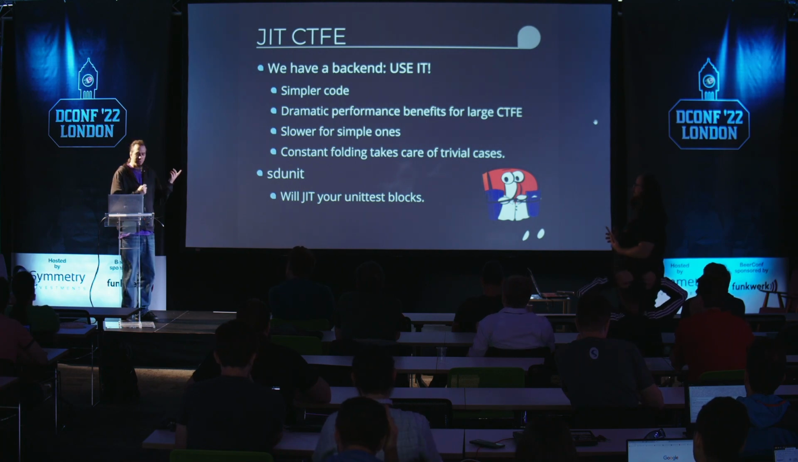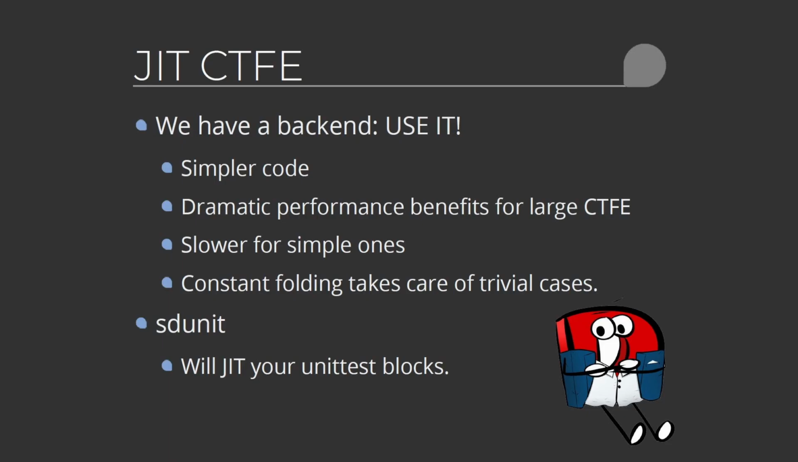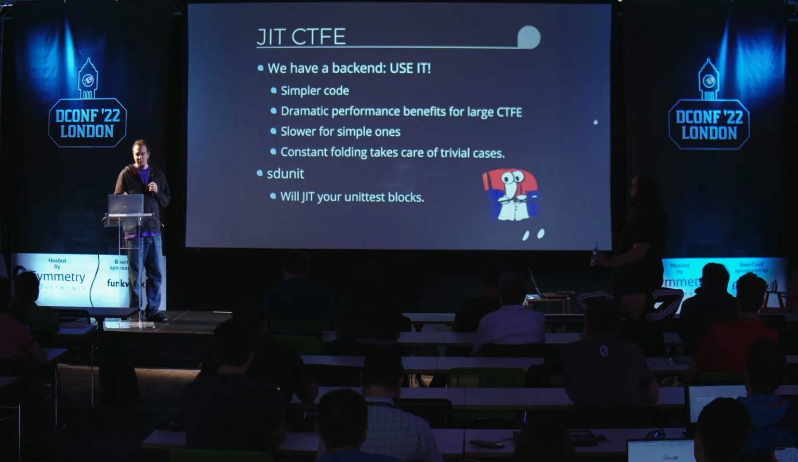So it uses a JIT to do CTFE. Why? Because it already knows how to do codegen. It's a compiler, so it might as well do it for CTFE as well. The code is far simpler that way because it's the same code path now. You get a dramatic performance gain for complex CTFE. For very trivial ones, you can do them via constant folding, so it doesn't matter. And so for this intermediate one, it's a bit slower.